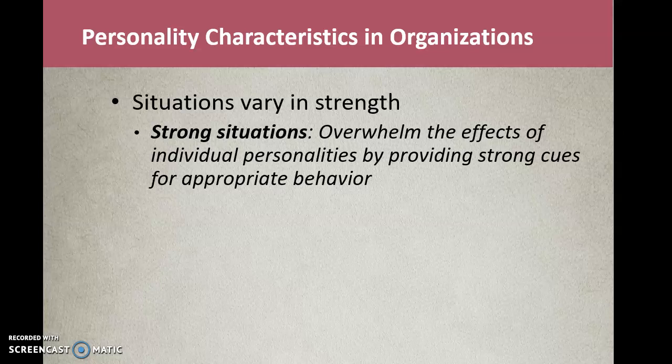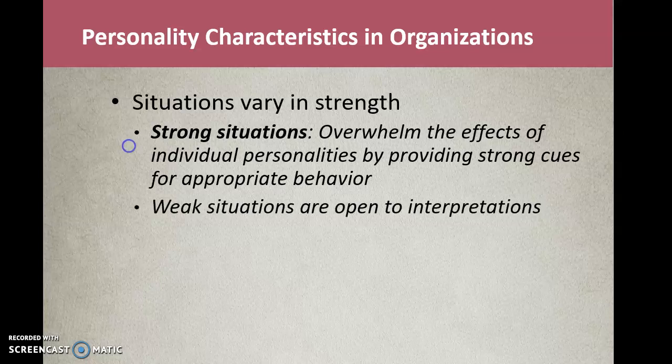Most people know how they're supposed to act in that situation. But then there's weak situations that are open to interpretation, and they provide few cues on how to act. An informal meeting without an agenda might be a weak situation where people can respond really any way they want to. Locus of control, that's the individual's generalized belief about an internal control versus external control.